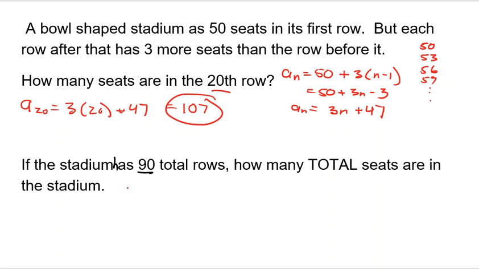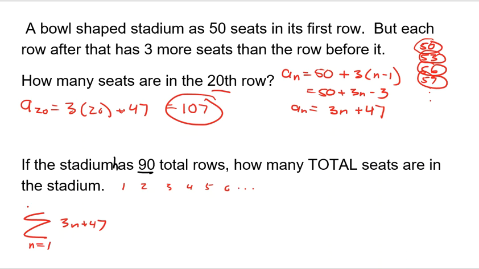So I basically want to add up the first row, the second row, the third row, the fourth row, the fifth row, the sixth row. I want to keep adding all of these rows together. So the first row had 50, 53, 56, 59. So I definitely want to find the sum of my formula, 3n plus 47, starting with the first row going to the 90th row. So now this is a summation because I want to add up all of my rows of seats. But again, we know a formula for this. This is awesome. How easy.